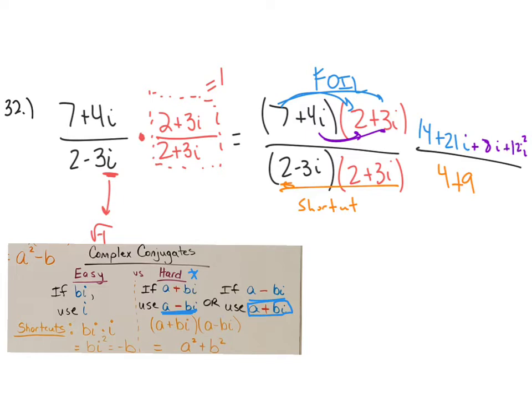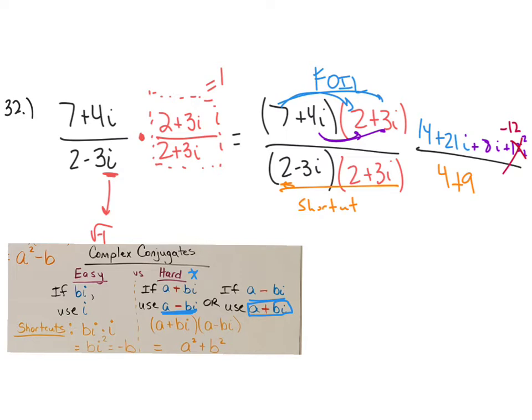Now we got to remember that anytime i squared shows up, it changes to negative 1. It's on the bottom left of our hint page. So it makes the positive 12 negative 12.